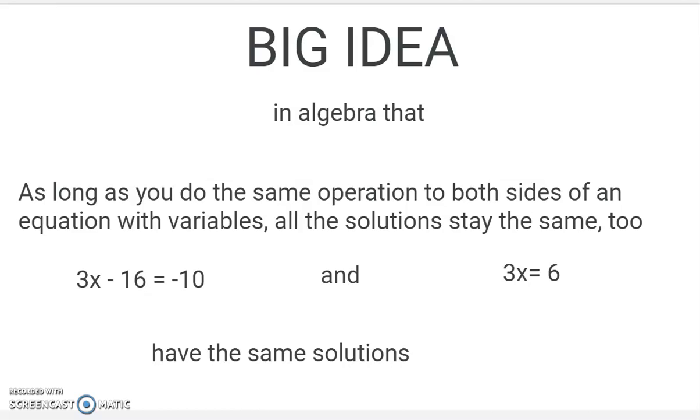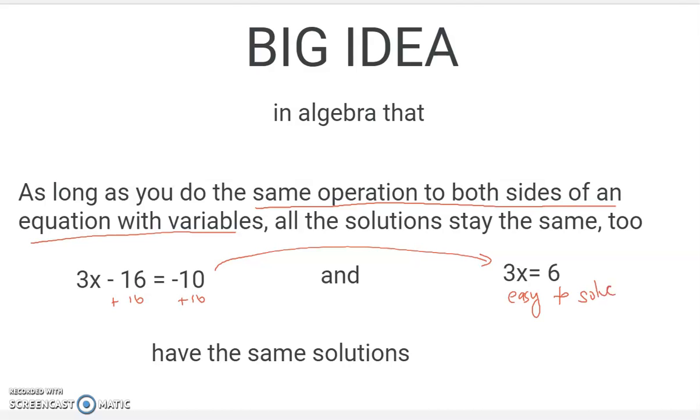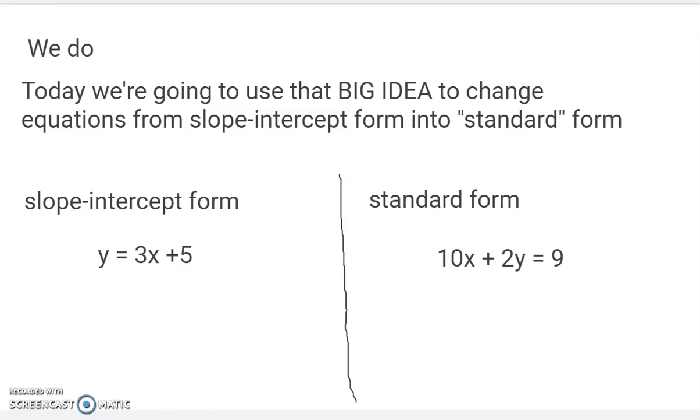Open your notebook. Let's do a little bit together. So first thing I want to remind you, big idea. In algebra, anytime in algebra, as long as you do the same operation to both sides of an equation, all the solutions stay the same too. Remember, this was my example before. This one and this one have the same solutions because I can do the same thing on both sides over here and get that. And that's easy to find the solution, just by doing the same thing on both sides. We're going to keep doing that today. We're going to use that big idea that I can just move things around that way as long as I do it on both sides.